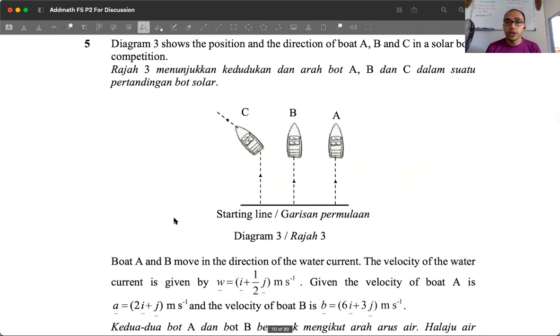So, diagram 3 shows the position and the direction of the boats A, B, and C in a solar boat competition. Okay, so both A and B move in the direction of the water current. So, we are told that A and B are moving, and at the same time there is a water current moving. Okay, the water current also goes in this direction. So the velocity of the water current is given by W equals I plus half J. So this is W.